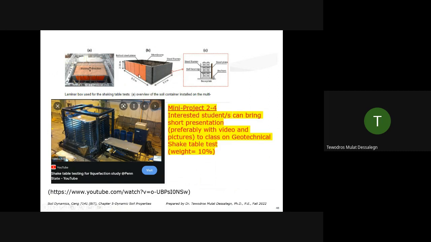So sizes can vary for shake table depending on the goal. For example, in this case, this laminar box, you can see it is 9.5 meter by 5.5 meter by 2.16 meter. It can vary significantly. And the goal is to monitor continuously during the shaking. You have seen those wires and instrumentation inside the soil. And then the next step is data processing and trying to understand what happened during the shaking.